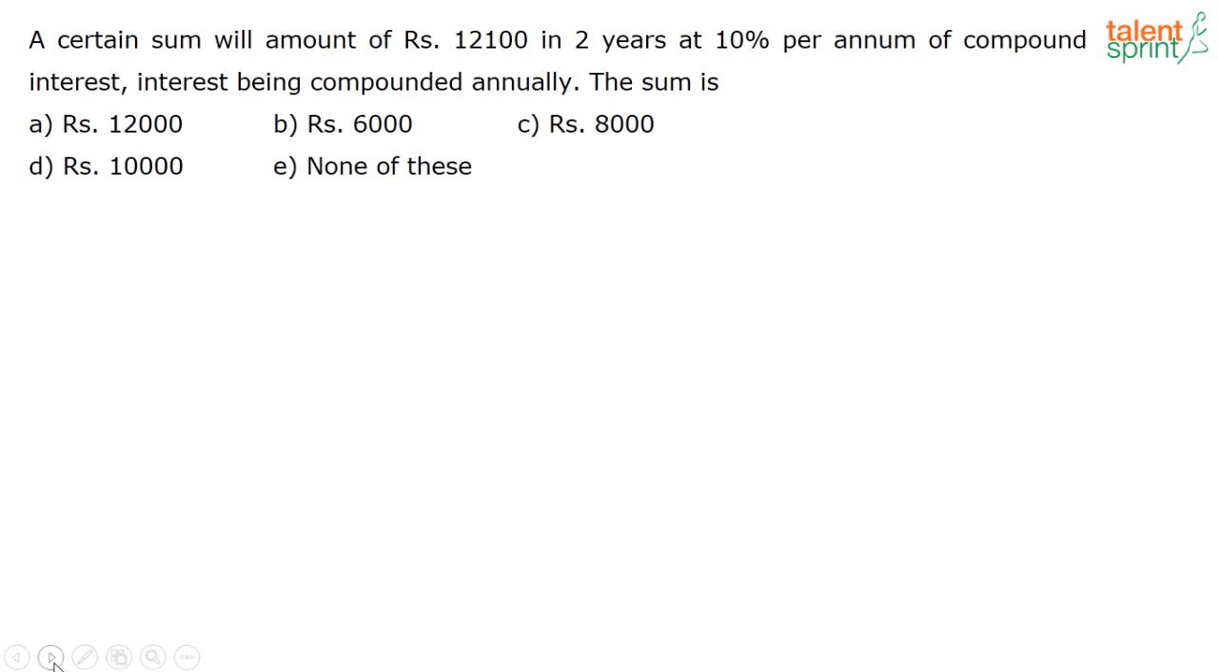A certain sum will amount to 12100 in 2 years at 10% per annum compound interest, interest being compounded annually. The sum is what?